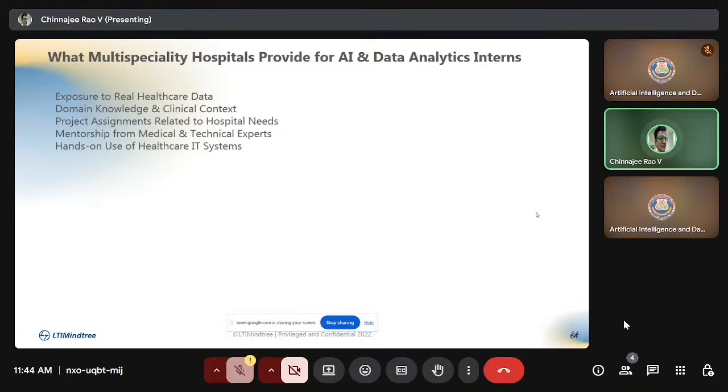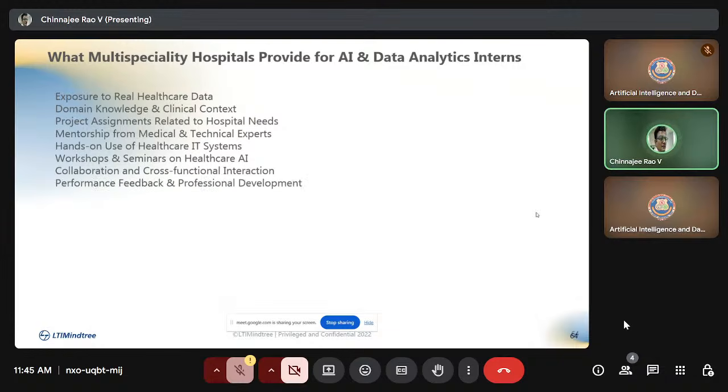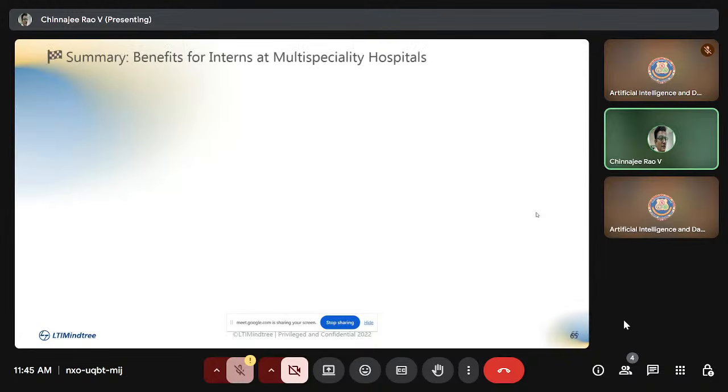experts, then hands-on use of healthcare and IT systems, then workshops and seminars. Every 6 months they will conduct workshops and seminars for all medical industries and medical colleges, to check whether their internal staff and students are up to date with their knowledge or not. Even colleges conduct workshops and seminars every year or every 6 months, to make sure the existing outside world techniques and what we are going to learn are matched. Okay. Then collaboration, cross-functional interaction, then performance feedback, etc.